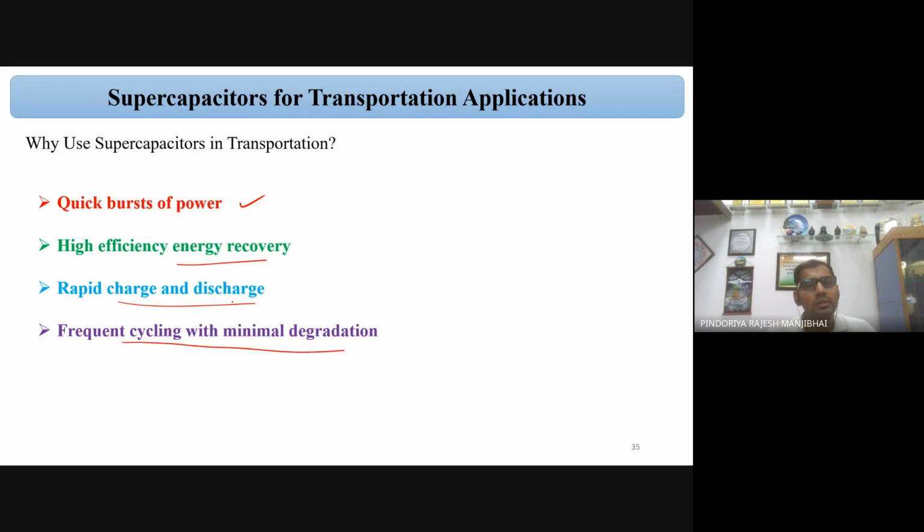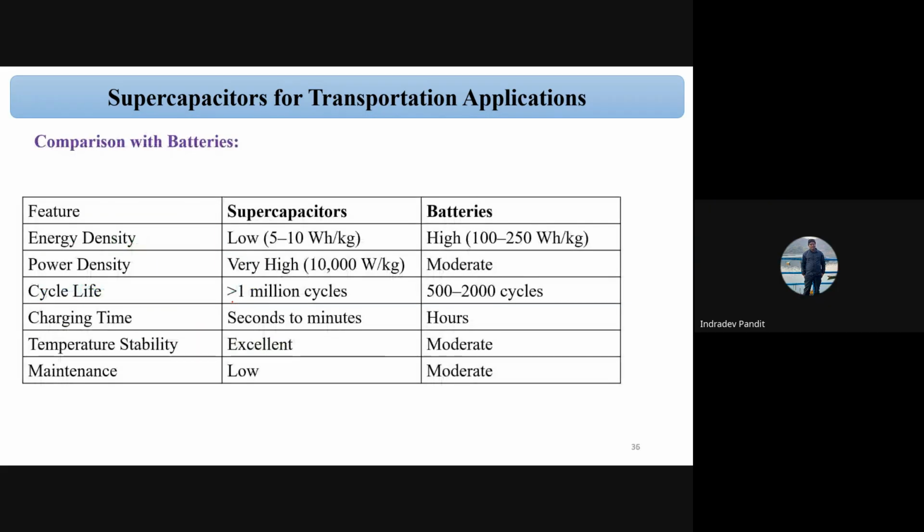So nowadays that is a research topic, but in the near future, maybe people will replace the battery with the supercapacitors. Sir, yes. What are the dielectrics inside the supercapacitors?